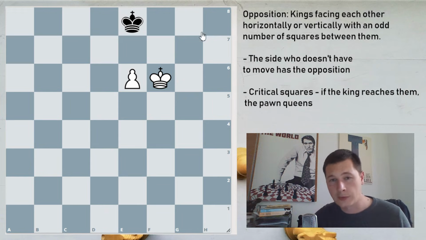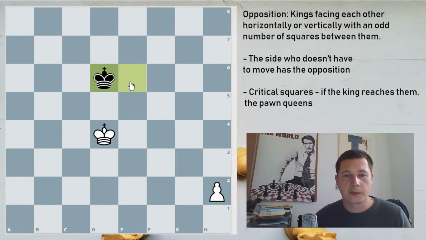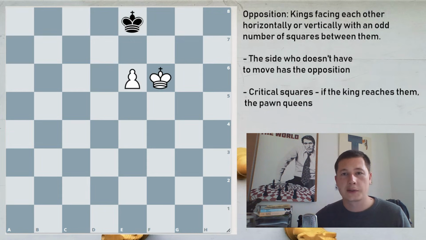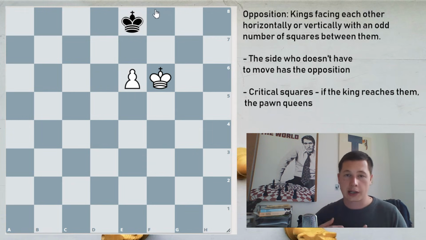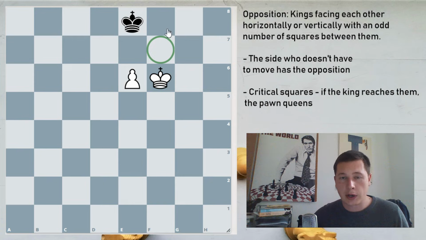If it's black to move, if you remember this example with the opposition, black can draw easily. How can black draw easily? By keeping the opposition. The opposition is, let's repeat once again, when you have kings facing each other on the same file, rank or diagonal with an odd number of squares between them. In this case, it will be one square and it will be full opposition if black plays one correct move, and that's king f8. After king f8, the game is a draw.